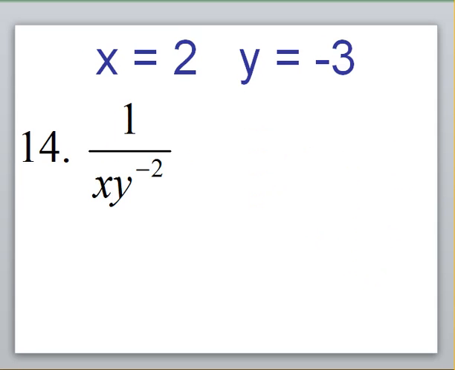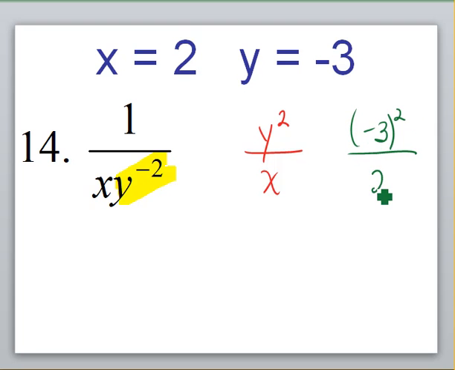This is my last example. We're going to highlight the unhappy part. I'm going to rewrite this, make the y happy by moving it up top to the top of the fraction, keeping the x down below because it was already happy, and then substitute in my values. So I have a negative 3 squared, and then on the bottom I have a 2. So my final answer ends up being negative 3 times negative 3 all over 2, and that is 9/2.